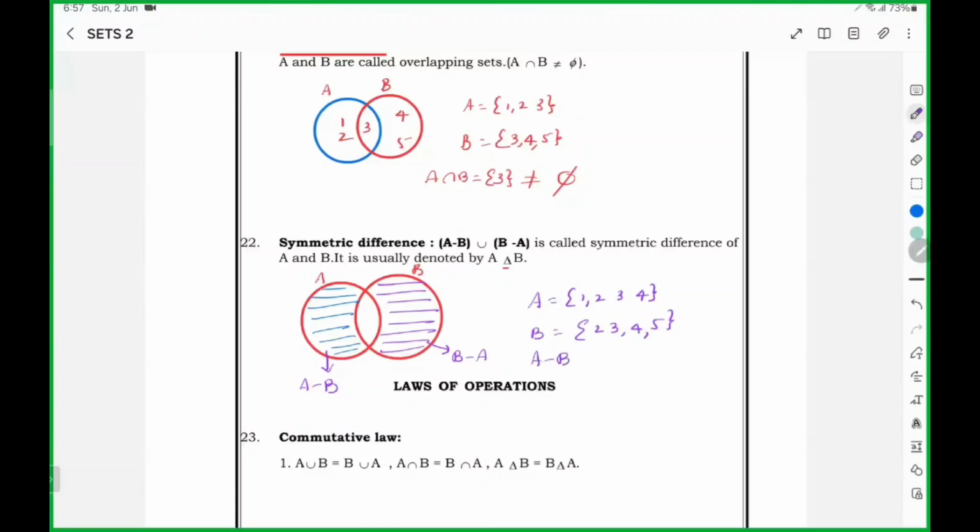A minus B here is, so it should be 1. It should belong to A and it should not belong to B. B minus A will be, it should belong to B and it should not belong to A. 2, 3, 4 are there in both, so 5. So A minus B union B minus A, which is denoted here, is 1, 5.